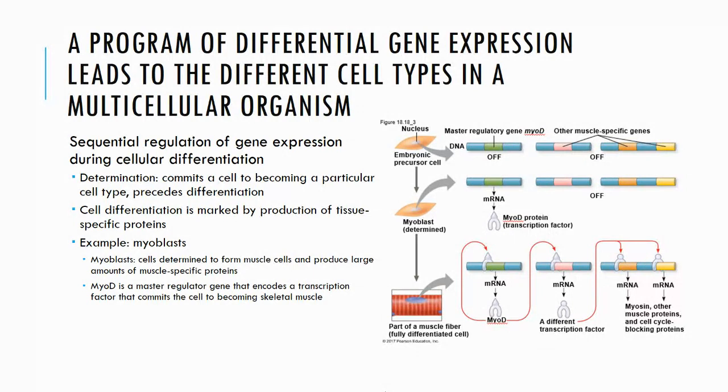Myoblast cells are determined to form muscle cells and produce large amounts of muscle-specific proteins. MyoD is a master regulator gene that encodes a transcription factor that commits the cell to becoming, specifically here, skeletal muscle. And so that's what we see here in figure 18.18 of what happens during that process.